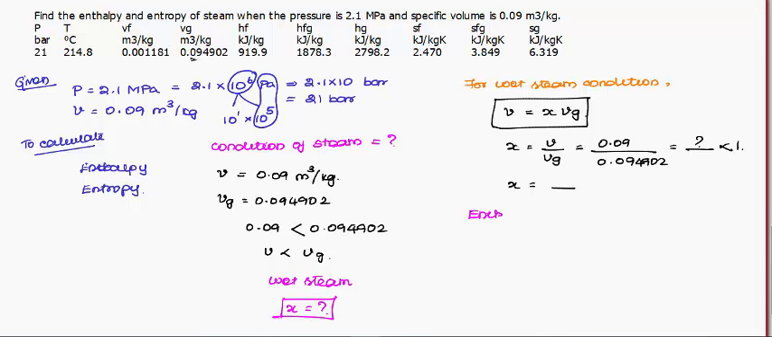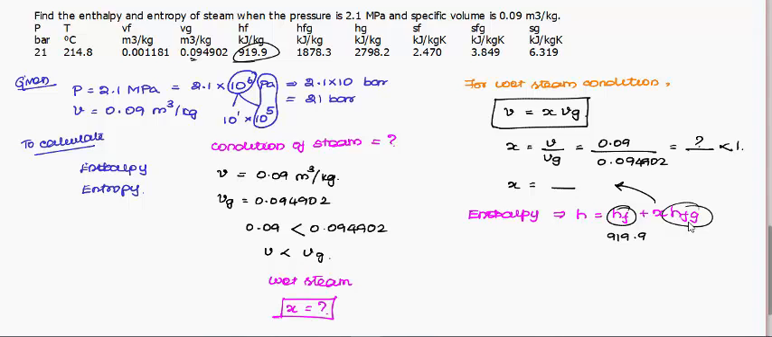Enthalpy: since it is wet steam, for wet steam condition the enthalpy formula is H equal to Hf plus x into Hfg. The Hf value is taken from the table, 919.9. The x value is taken from the previous step. The Hfg value is taken from the table, 1878.3. So you can get the value of H in kilojoule per kilogram. Here the mass is not given, so we take it as 1 kilogram.